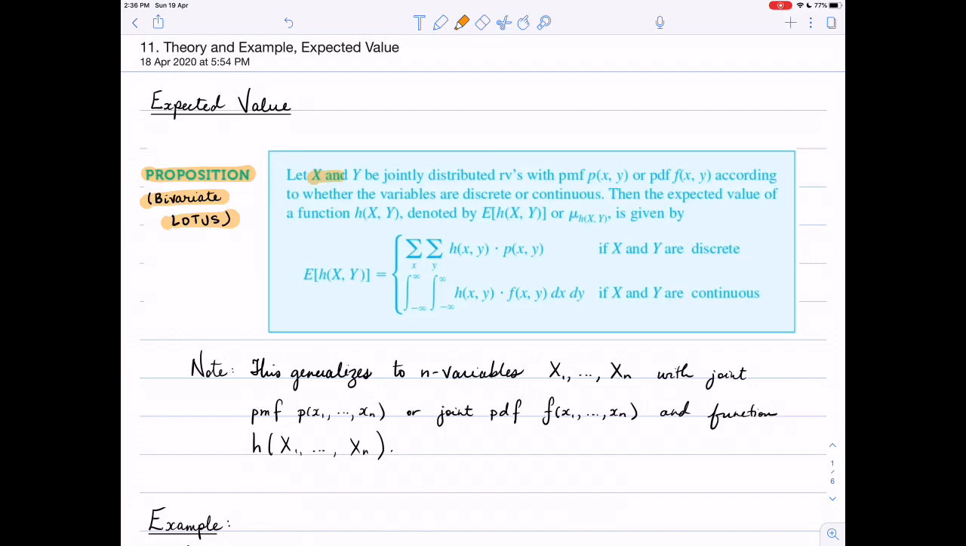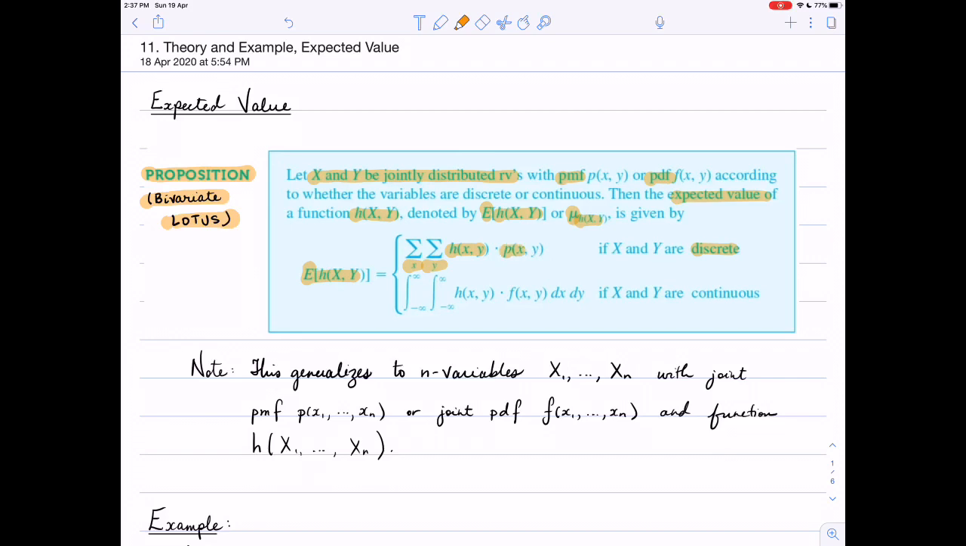This proposition says that if X and Y are jointly distributed random variables, either with PMF p of x,y or PDF f of x,y, then the expected value of a function of those two random variables, h of x,y, is denoted E of h of x,y, or mu for mean. The mean or expected value are the same thing. E of h of x,y is either, if we are talking about the discrete case, the sum over the entire support, over all x and y values, of h of x,y times the PMF.